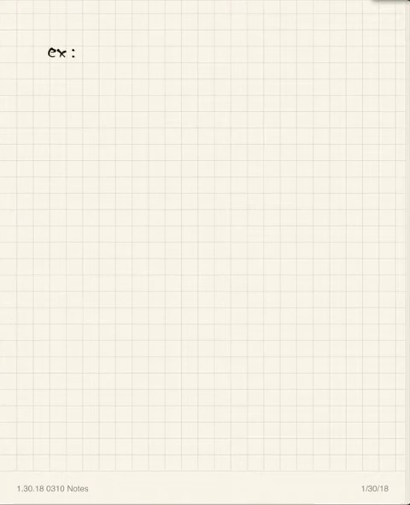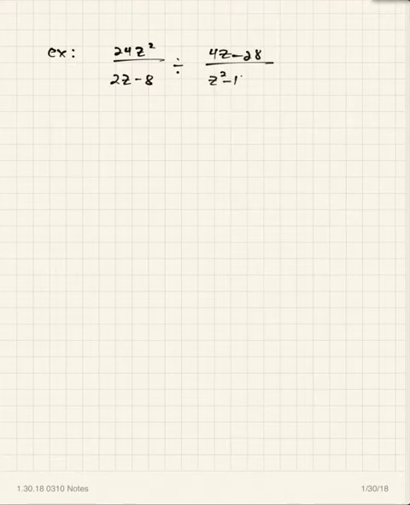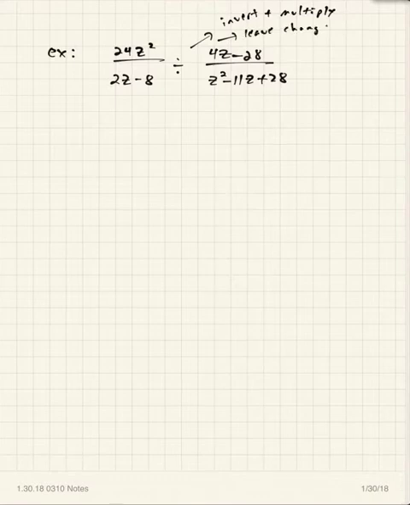Next problem I want to look at is 24z squared over 2z minus 8 divided by, so this is a division problem, so that's one thing to note in your head right away at the beginning, 4z minus 28 over z squared minus 11z plus 28, like that. So we see division, so we know invert and multiply. Or remember, you can say leave, change, change. Or if you have another way of remembering it, either way you say it.